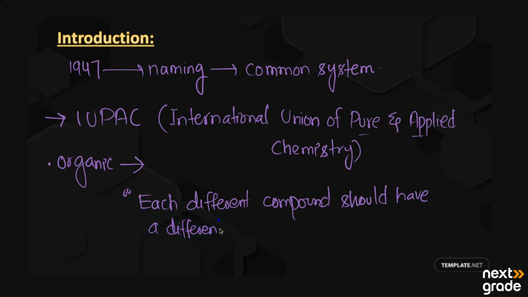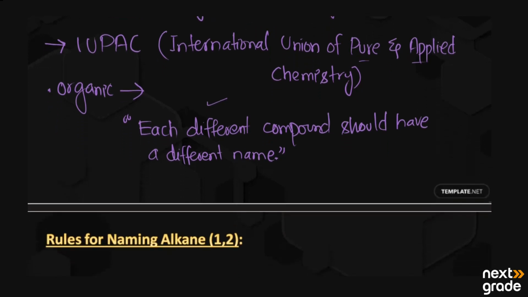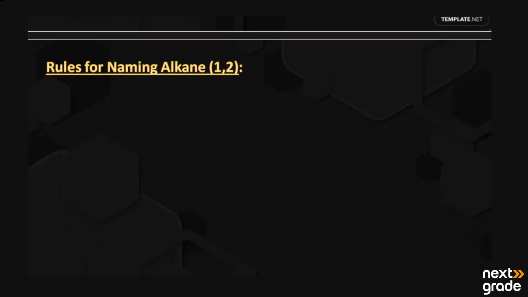It means every different compound must have a different name. No one compound is going to have the same name as another one. So the IUPAC committee set this rule that each different compound must have a different name. For the naming of the organic compounds, this committee set up some rules. Basically there are 10 rules.